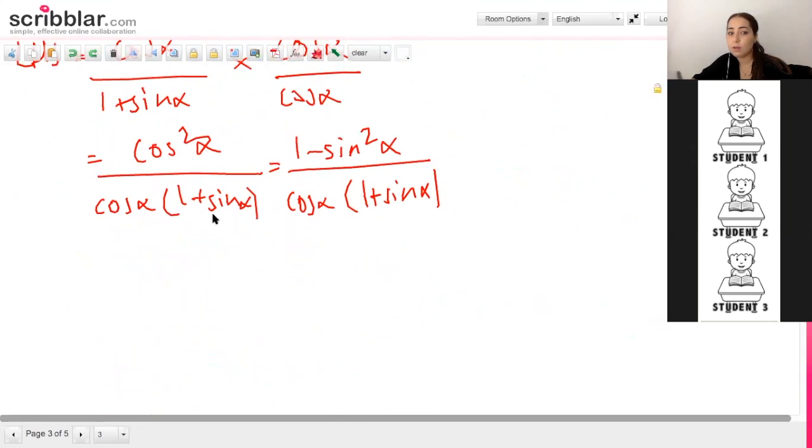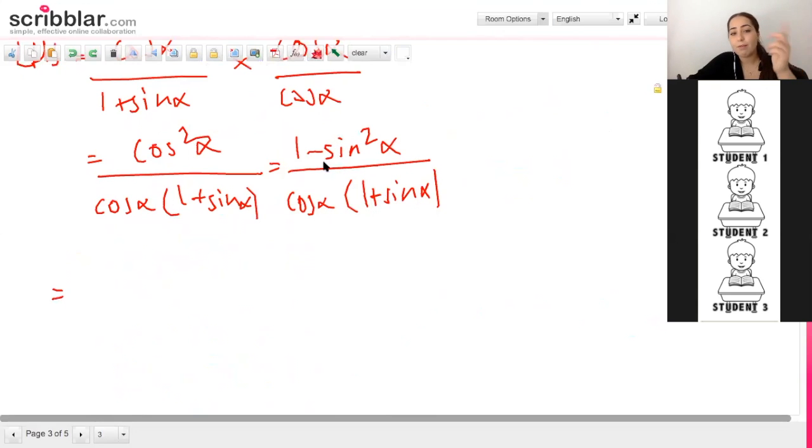Do you open up the brackets? Not at the bottom, because we want to... Can't you cancel the bottom one out? No. 1 minus sine squared alpha is cos squared alpha. Yeah, but that's what we have here. So we're going backwards. We can, but it's not going to get us anywhere.